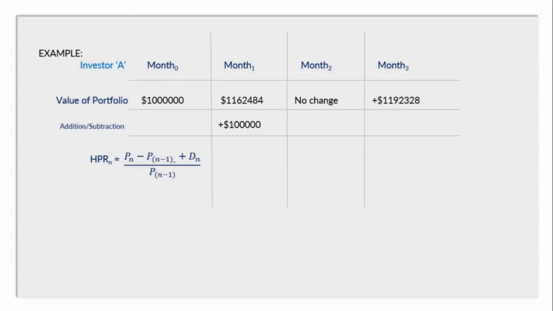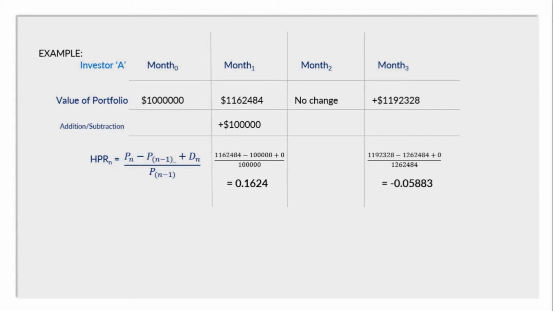So the formula is here, and we have calculated the holding period return for month 1, which comes to 0.1624, and for month 3, which comes to negative 0.0588. Now, since there is no change in month 2, we don't have to calculate the holding period return for that month. We just have to calculate the holding period returns for the months where there has been a change in the value.